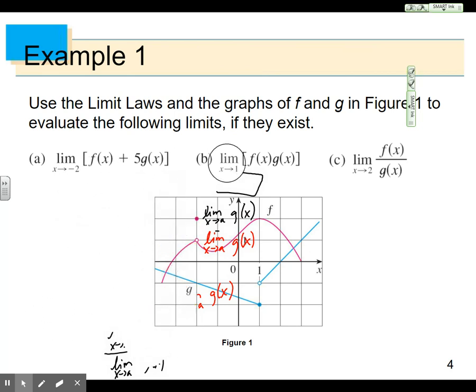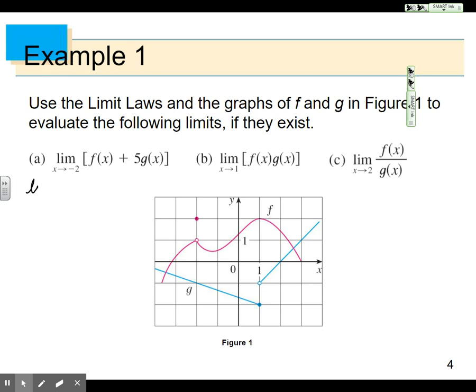So we're ready to evaluate some limits. I have two functions up here. My f is going to be my pink function, and my g is going to be my blue function. First of all, we do the limit as x approaches -2 of these functions. That's going to be the limit as x approaches -2 of f of x plus the limit as x approaches -2 of 5 times g of x. Remember what I said a while ago, if we have a constant there, we can actually pull that out in front of our limit.